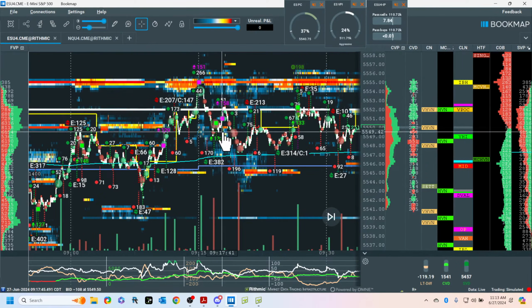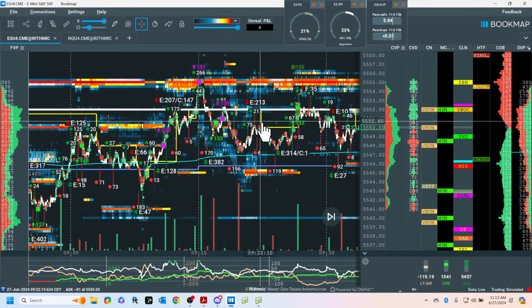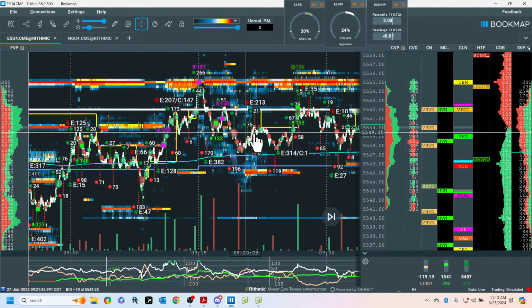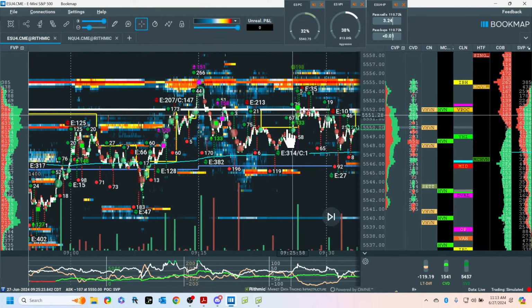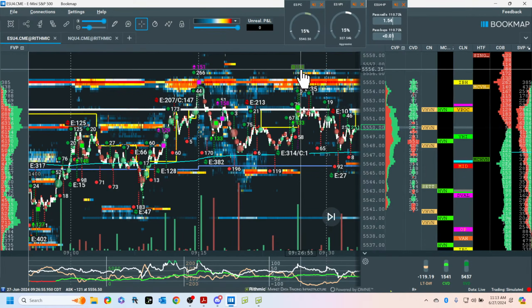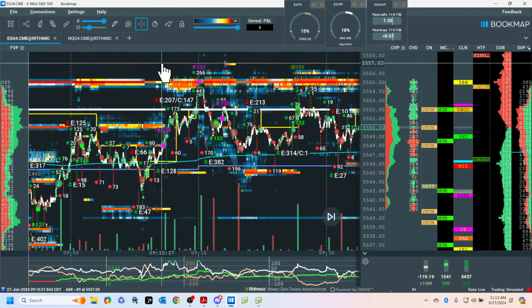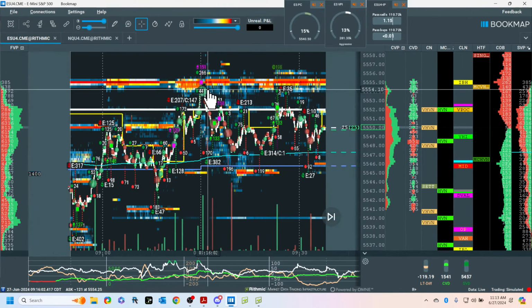Absorption. Break. VPOC is here. VPOC migration. VWAP to VPOC. By the way, I took this thing. Right, okay, I got to take this. Because at this point, I'm thinking, well, I know I got absorption here. So I took this to here, scaled, and then I'm holding it to potentially take these guys out.